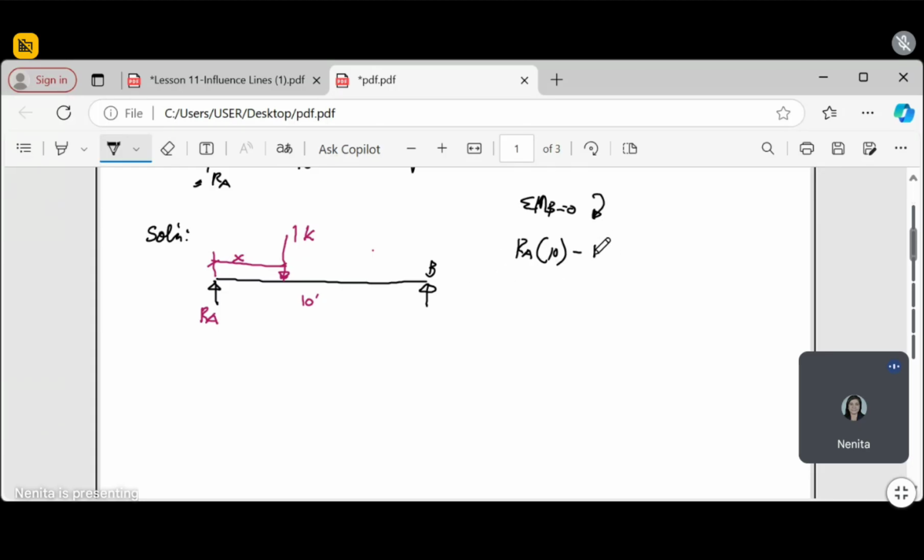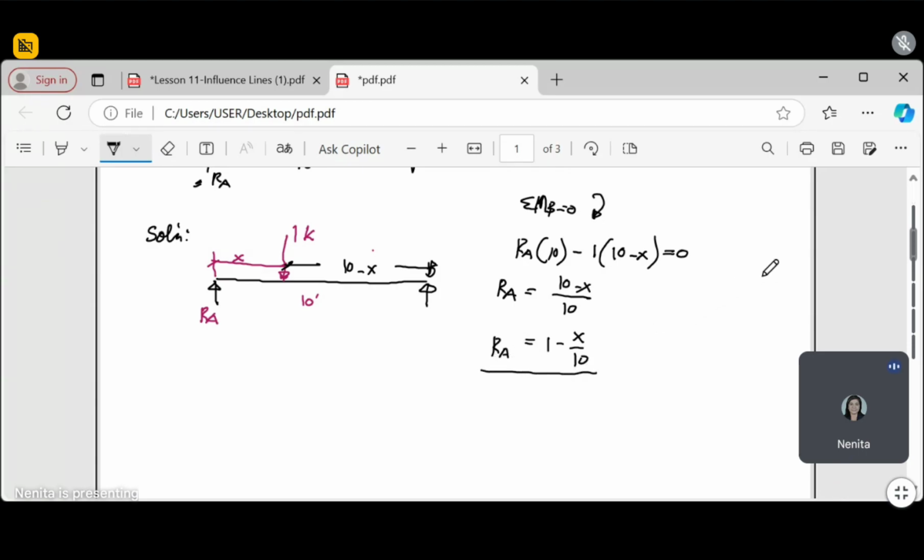Minus 1 times 10 minus x, correct? Di ba? This is 10 minus x. Nakuha niyo, class? Therefore, it's equal to 0. So therefore, our R sub A is equal to 10 minus x divided by 10. So it is equal to 10 over 10, which is 1, minus x over 10. Nakuha niyo, class? Yes, ma'am.